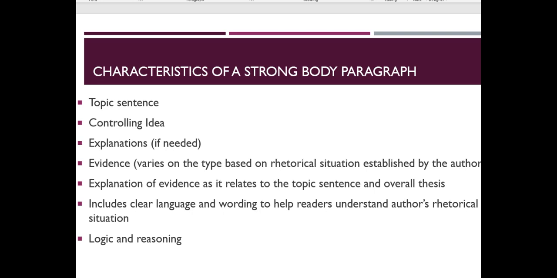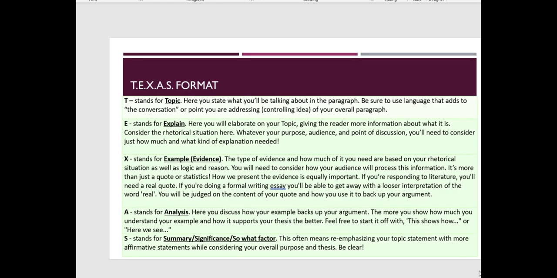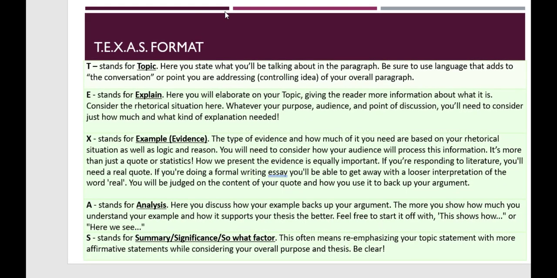Okay. Now, while you have these characteristics here, then we have to also consider the writing aspect of it. Okay. So one of the concepts that I like to introduce is the acronym TEXAS. The TEXAS format is a good acronym to have in the back of your mind as you are starting to develop your body paragraphs. So as far as the TEXAS format is concerned, we can look at T standing for topic sentence, E for explain, X stands for all your examples and evidence, A for analysis, which essentially is your explanation of the evidence, and S for summary, significance, or so what factor.